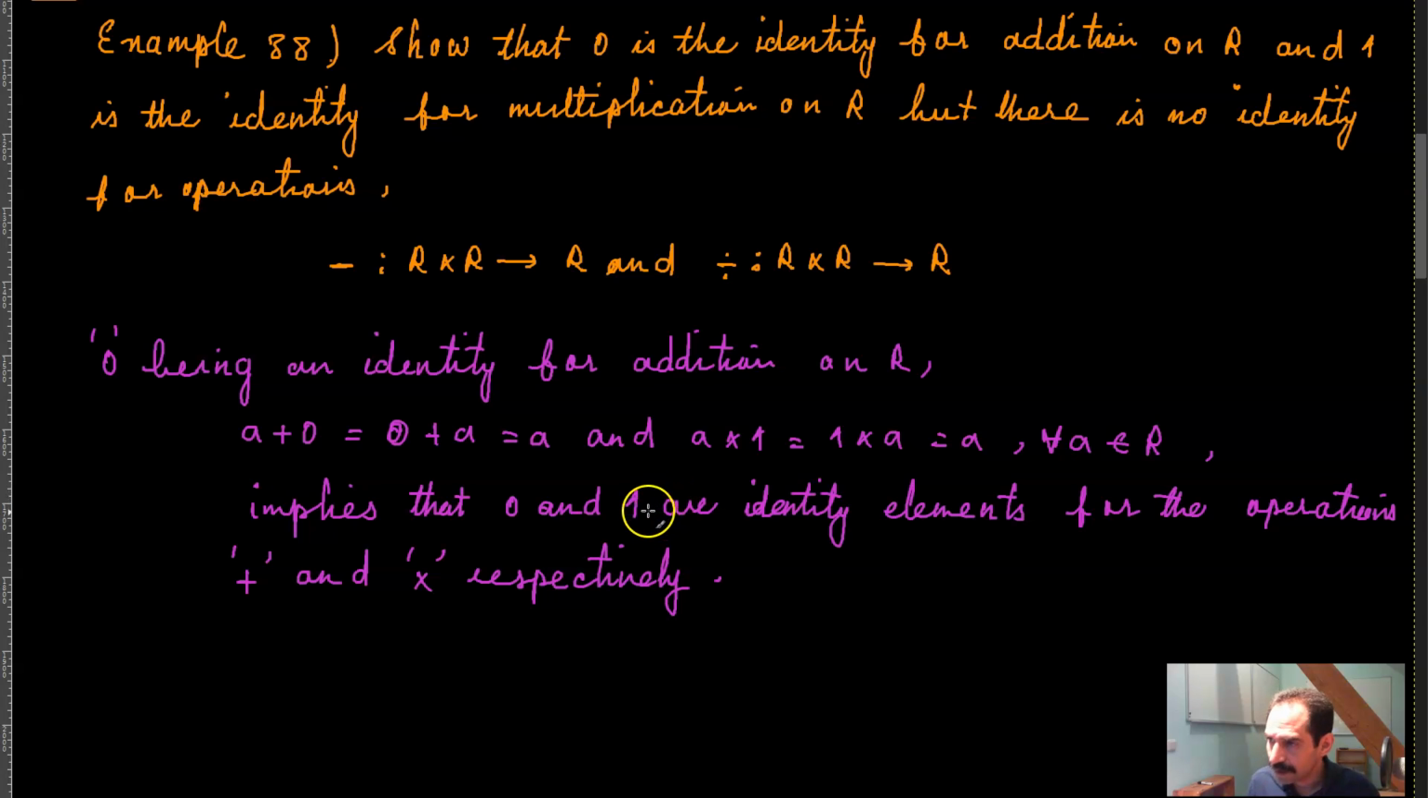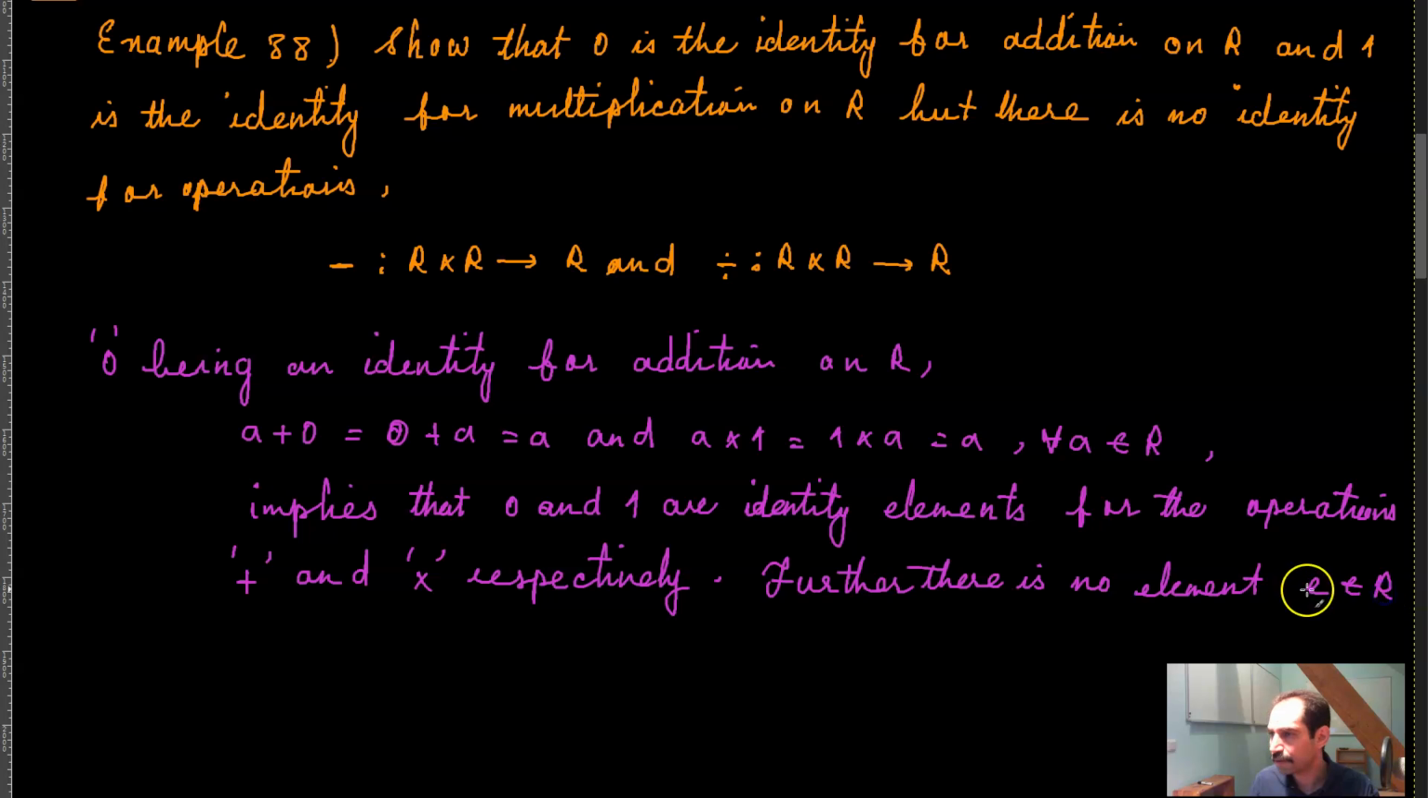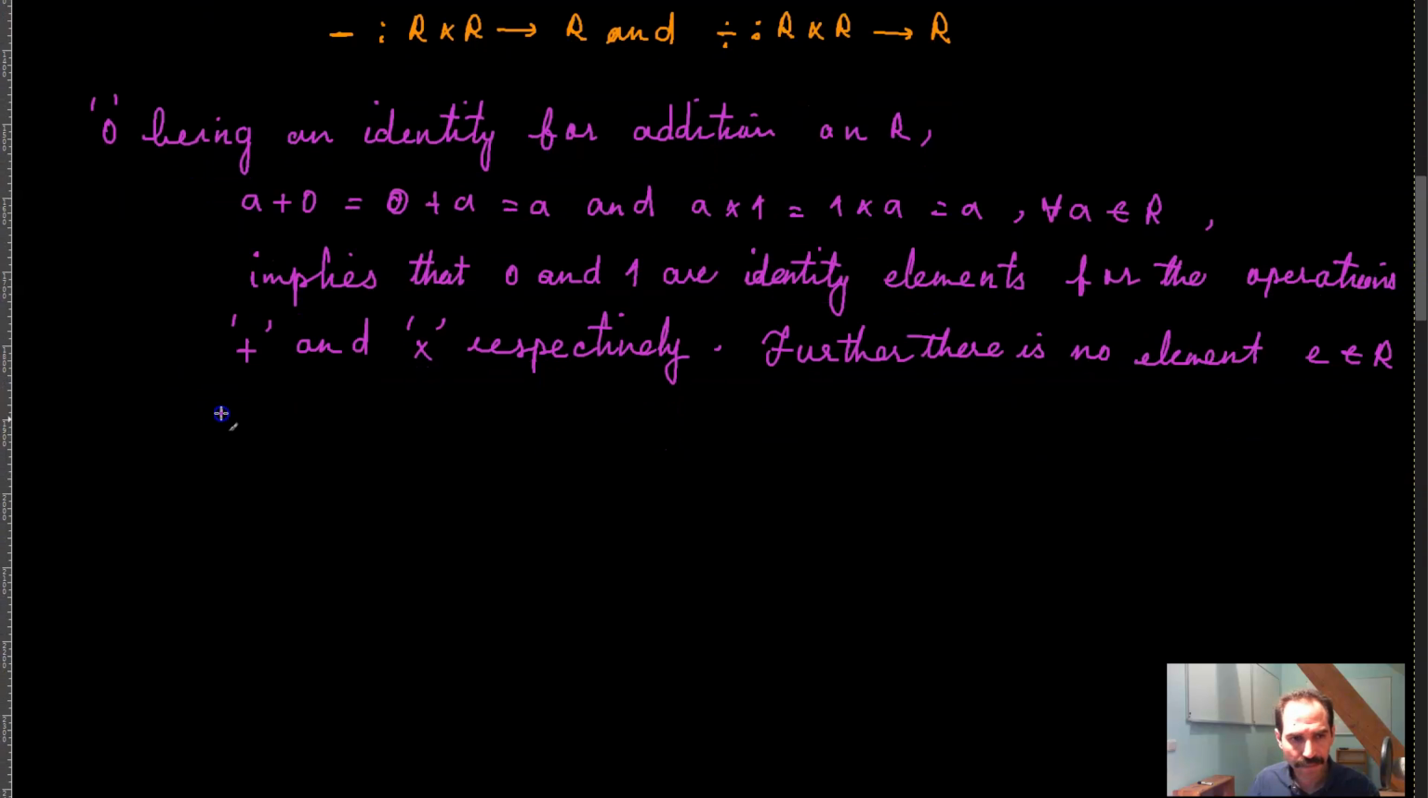Further, there is no element E belonging to R with A minus E equal to E minus A equal to A; that simply doesn't exist for all A.